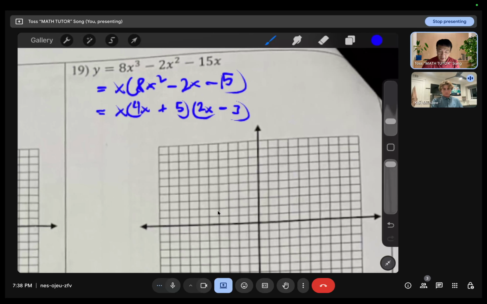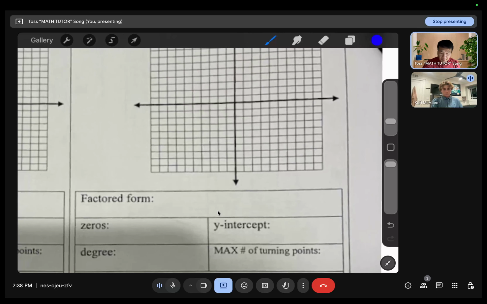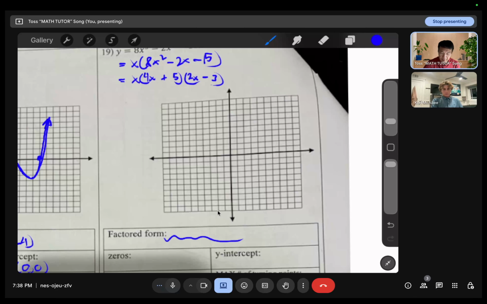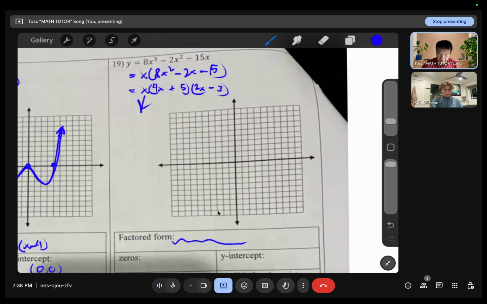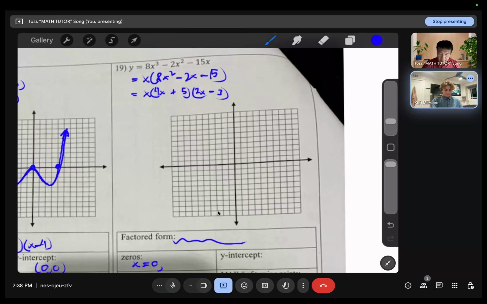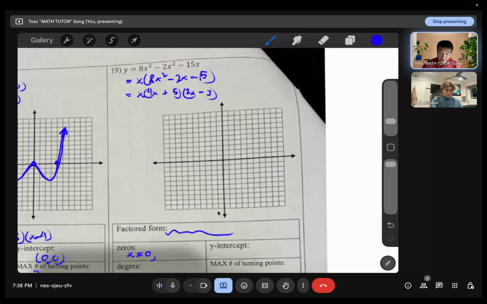All right, continue on. So you'll be writing that here, right here, up there, the factor form. Zeros: set each factor equal to 0. If you set x equals 0, then it'll be 0. If you set 4x plus 5 equals 0 and you solve, subtract both sides by 5, divide both sides by 4, it'll be negative 5/4. Hope you're okay with that.